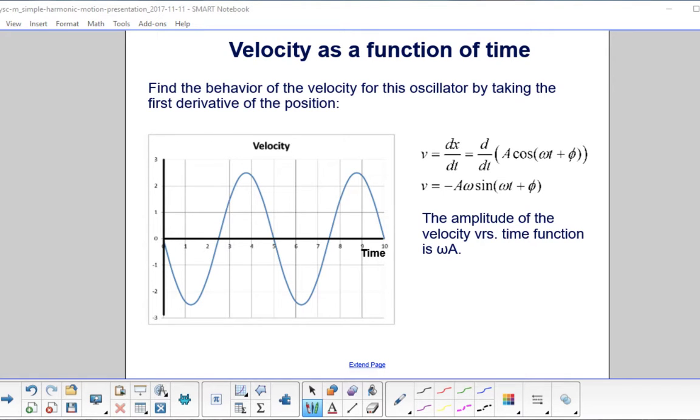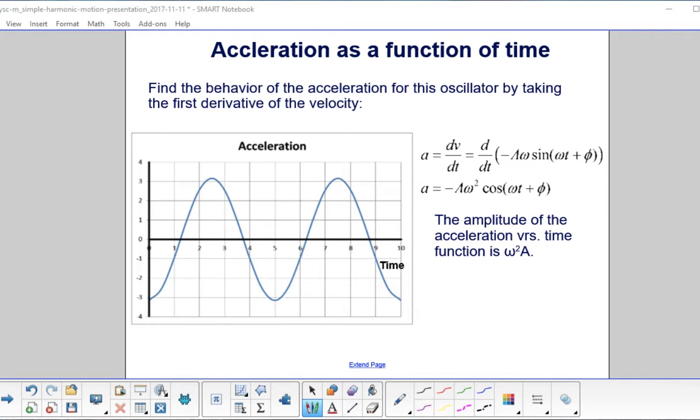We found the displacement as a function of time and showed it sinusoidal. Now we're going to move up to velocity, of course, and then after this we'll do acceleration. So velocity is dx/dt, so we take the derivative, which we've already done when we set this as our guess, and we find that the velocity is minus A omega sine(omega t plus phi). So the amplitude of the velocity versus time function is not A like it was for displacement, it's omega A.